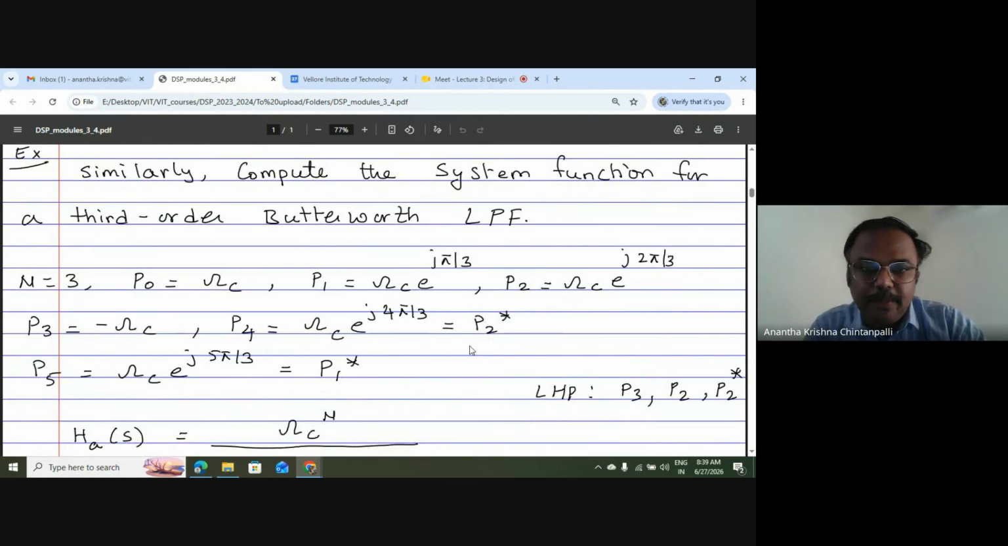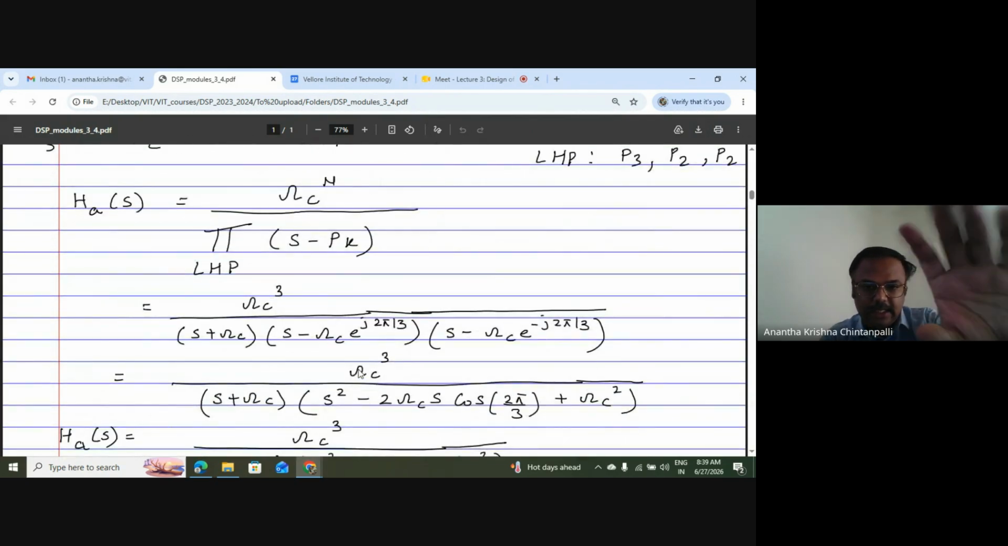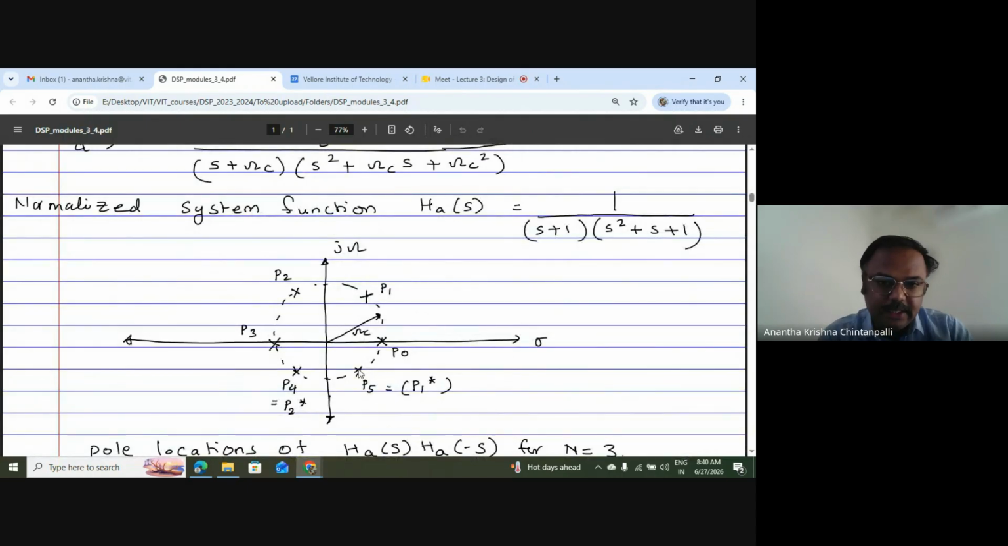Similarly, now we are going to compute the system function for a third order Butterworth low pass filter, n is equal to 3. So we have the expression. I computed the location of the poles. For n equal to 3, meaning that P0 to P5 values I'm going to get. P0 is omega c, P1 is going to be this expression, P2, P3, P4, and P5. And now P4 is nothing but P2 conjugate, P5 is nothing but P1 conjugate. I'll explain this later, I'll come back to this expression here.